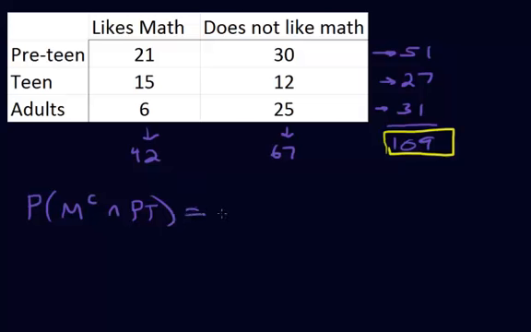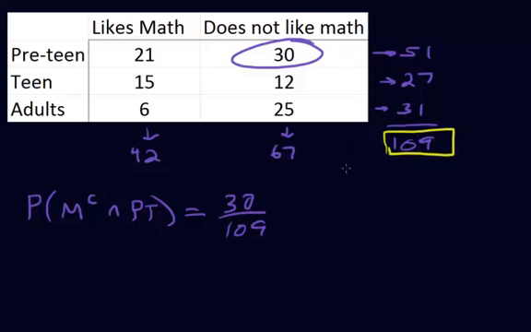Well, you can do this without using conditional probability. You do not like math and you are a preteen. Well, who are we talking about? Talking about these 30 people right there. So 30 out of 109? That's simple, right? But I'm not trying to trick you. It's 30 out of 109.